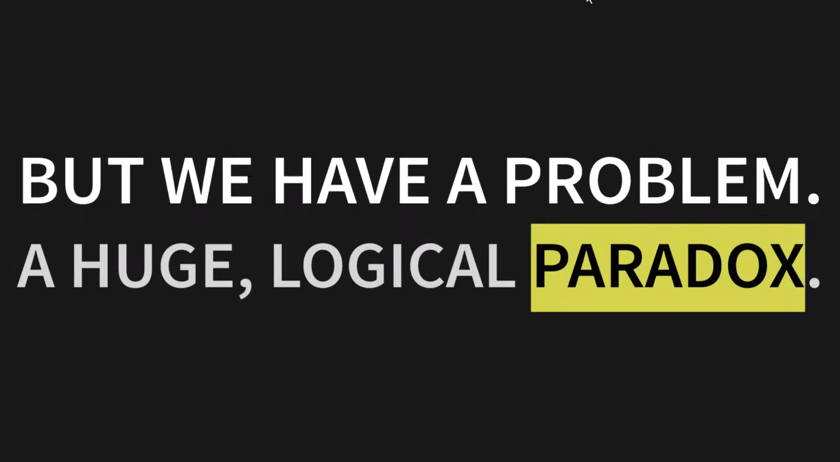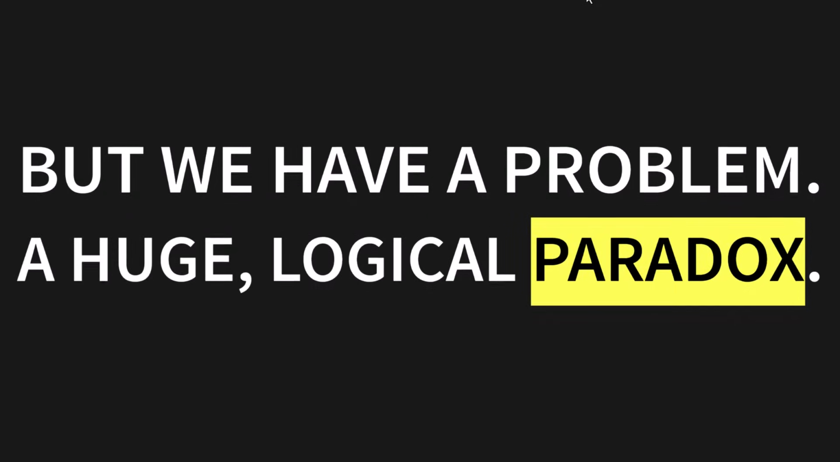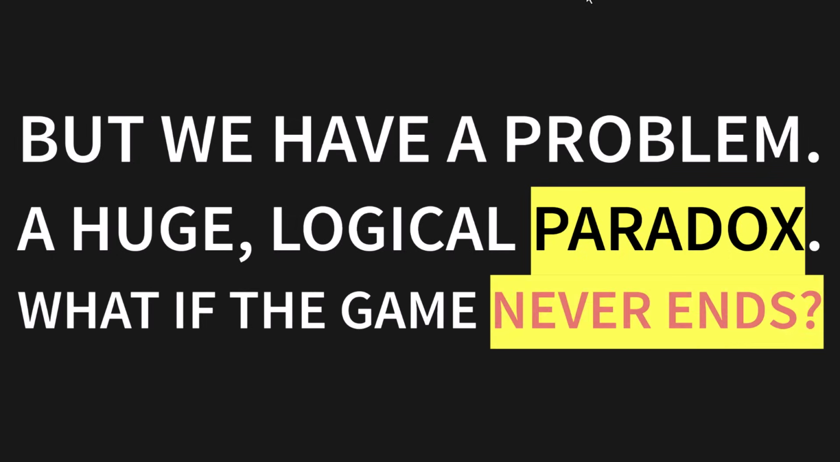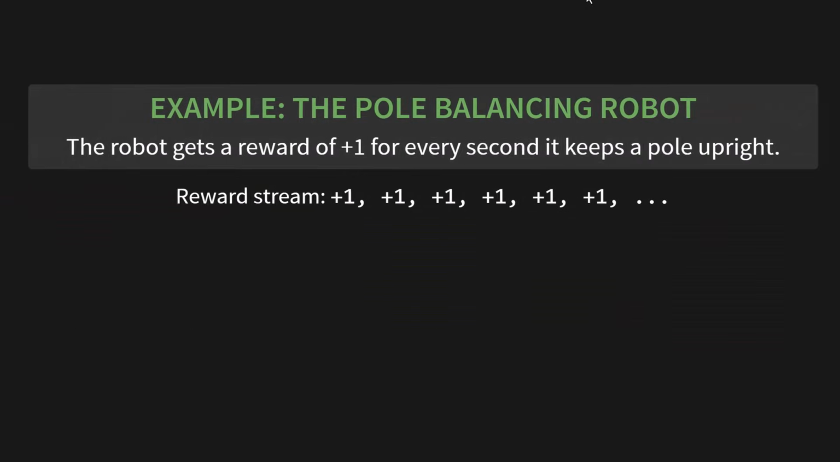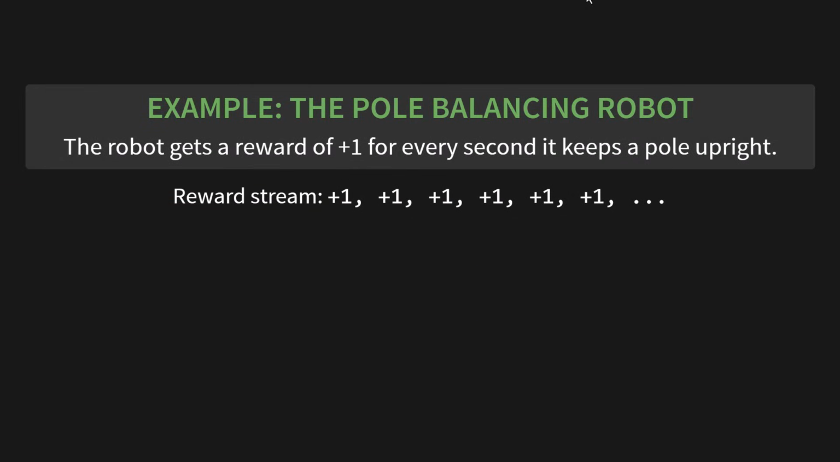But we have a problem. A huge logical paradox. What if the game never ends? Think about a robot whose only job is to balance a pole. For every single second it keeps the pole upright, it gets a reward of +1. The reward stream is just +1, +1, +1 forever. If it succeeds for an hour, its score is 3,600.